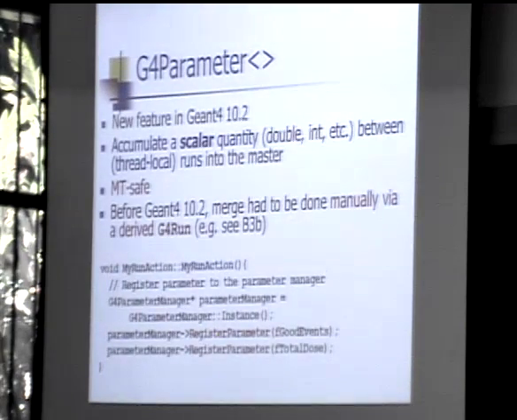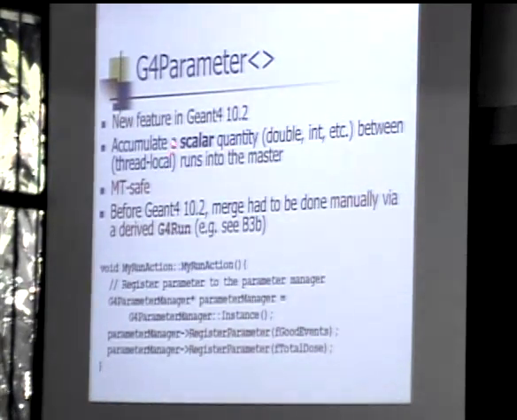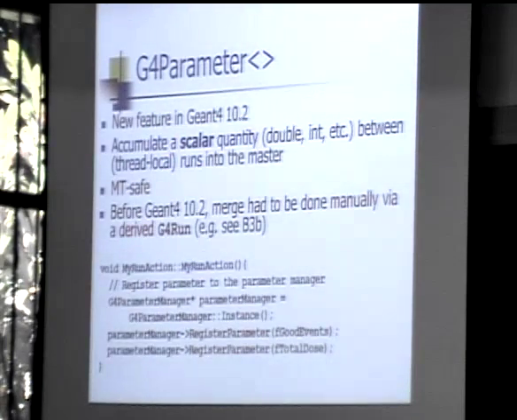Something which is new in GEANT4 now, in 10.2, is the so-called G4 parameters. It's not very useful in the sequential style that you are using, but it's very convenient in the multi-thread style, because at the end of the day you want to merge the results coming from the different cores. And this is a tool to merge the results coming from many different cores.